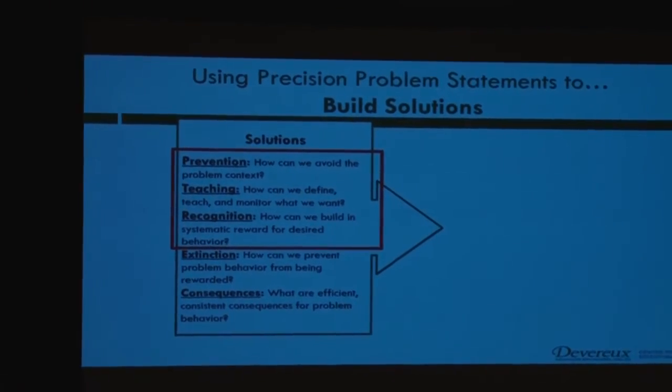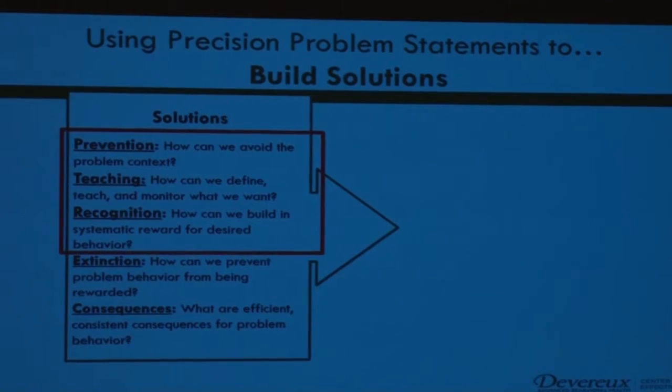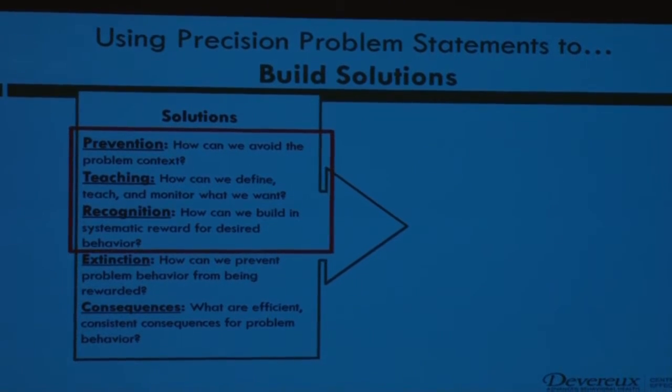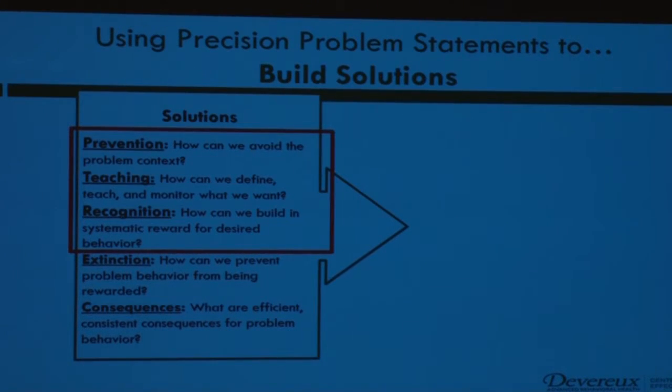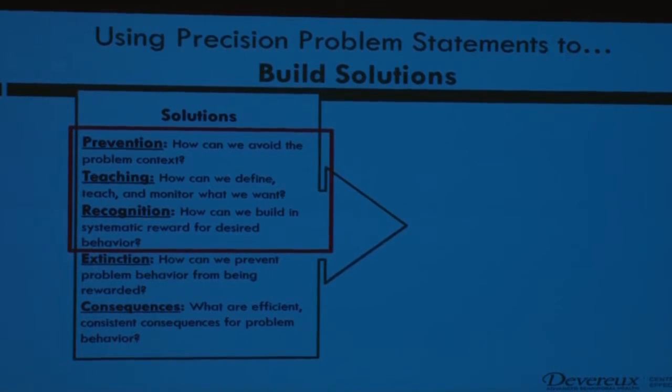We look at prevention, so what's happening in the environment that we can change that may help us avoid having problem behavior. We look at teaching. What types of behaviors do we need to teach our students to have? We look at recognition. Are we reinforcing our students enough for doing the right stuff or doing the good stuff? We look at extinction. Are we reinforcing our students when they're not doing the right stuff? And we don't want to be reinforcing them for that stuff, so we need to be careful of that. And then we look at the consequences, and we need to make sure that our consequences are implemented very consistently for our students.